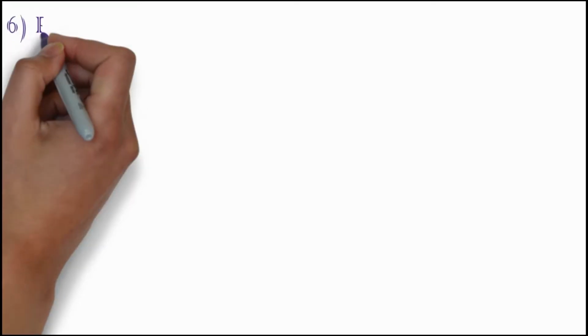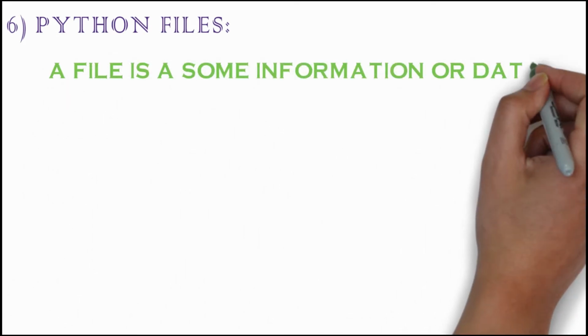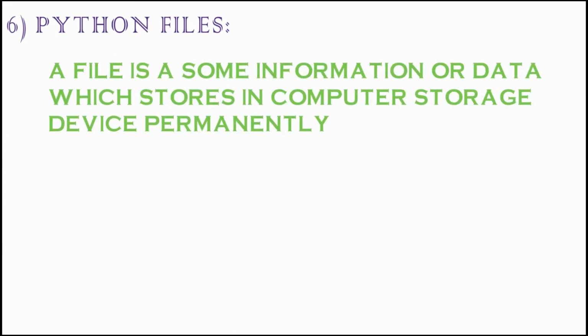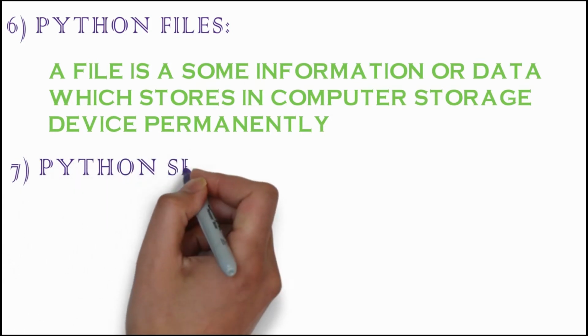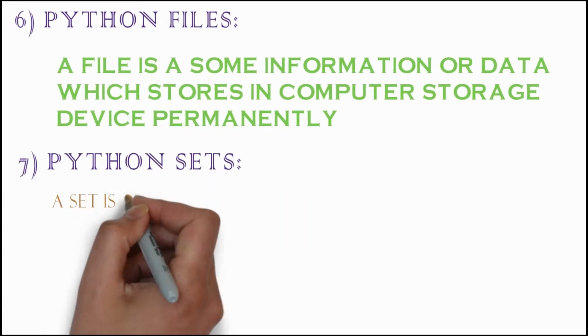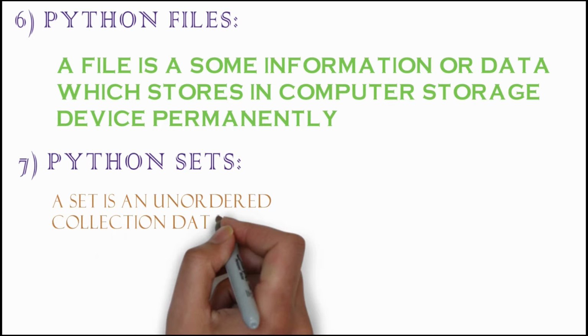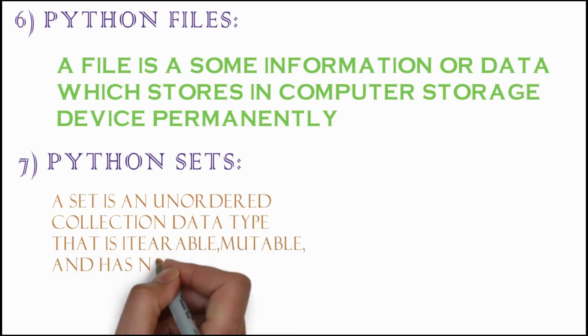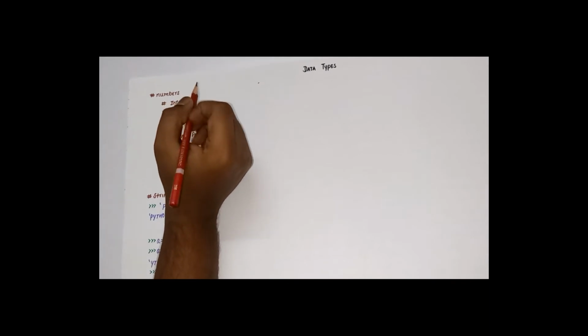We are going to discuss Python files. A file is some information or data which is stored in a computer device permanently. We are going to discuss Python sets. A set is an unordered collection data type that is iterable, mutable and has no duplicate elements. Now I am going to explain the program.